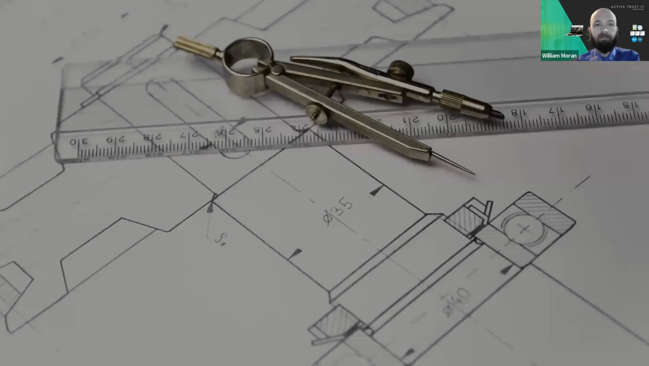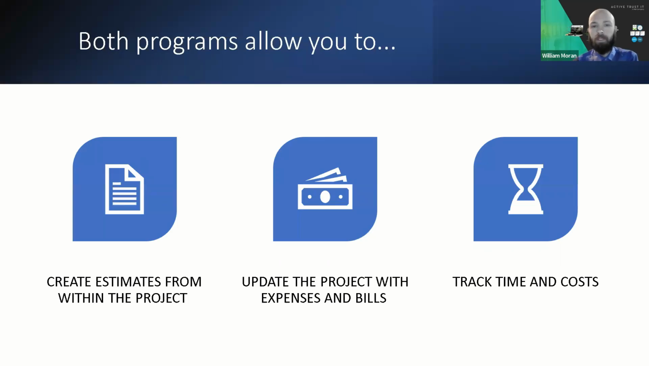Tracking projects. When using projects within both QuickBooks Online and Xero, users are able to create estimates, update expenses and bills, as well as track their time and costs. With QuickBooks Online, you will need either the Plus or Advanced subscription. QuickBooks Online also allows QuickBooks Payroll to add time to your projects.